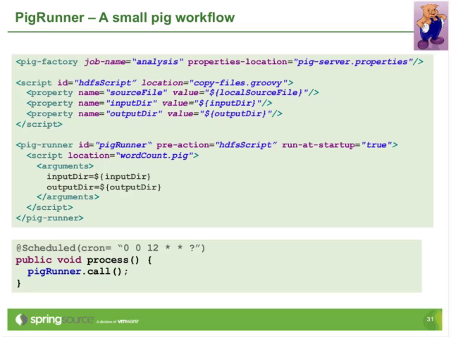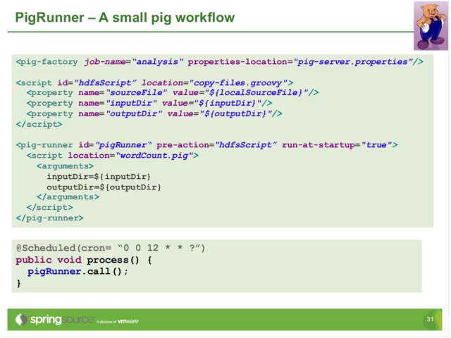And after this Groovy script gets executed, then I execute my pig runner. And obviously, you can chain them. I can use a pre-action, and then I can also use a post-action. Now, another interesting feature of the pig runner, or runners in general, is that all of them are callable. They implement the JDK callable interface. So you can inject them as a callable, and then you can run them whenever you want.